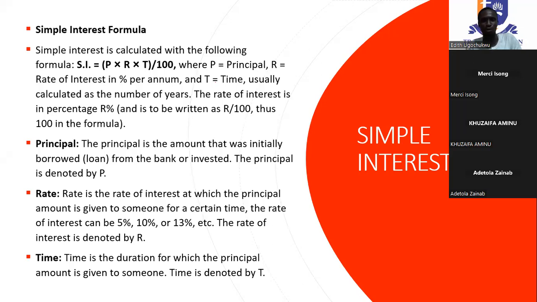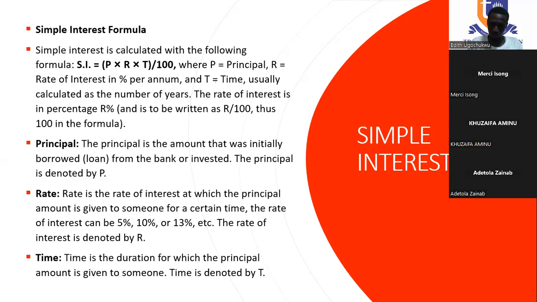So you can see the principal is the amount that was initially borrowed or invested. Like I said earlier, principal can either be a loan or an amount that was invested, deposited to the bank. The rate is the rate of interest at which the principal amount is given to someone. The rate is calculated on the principal amount. Then the time is the duration for which the principal amount is given to someone, so the time is the number of years you want that investment to remain in the bank. Just understand the concept of simple interest is that your interest is calculated based on your principal, and it's calculated for the number of years of making that investment.